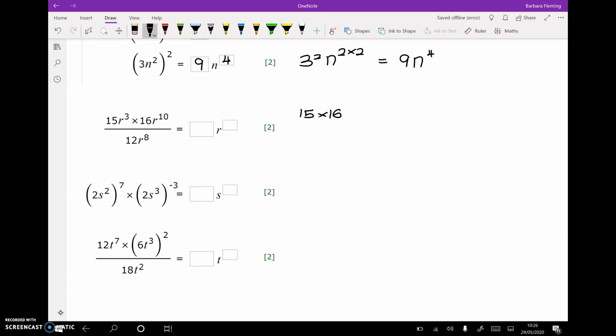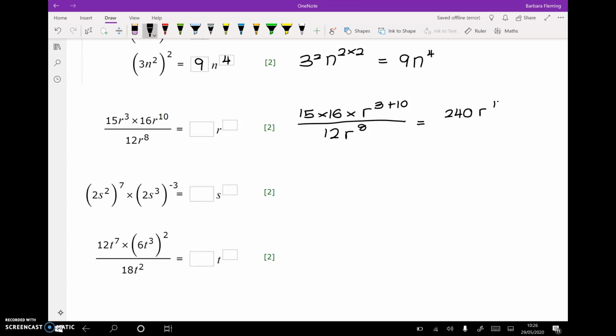And then we've got times by r to the power of 3 plus 10. So just going a little bit faster here. Being pretty confident with my rules at this point. And then we've got that divided by 12r to the power of 8. Okay. 15 times by 16, you can either go to the side and do a calculation, or it doesn't specify whether you're allowed a calculator, so I'm going to use my calculator for this one. 15 times by 16 gives us 240.